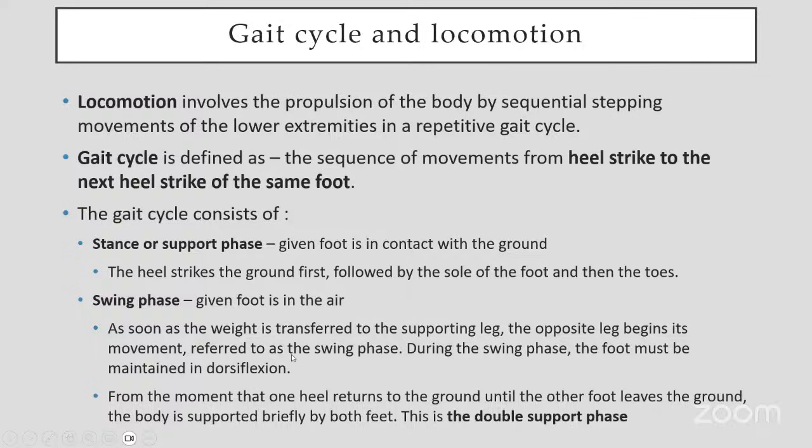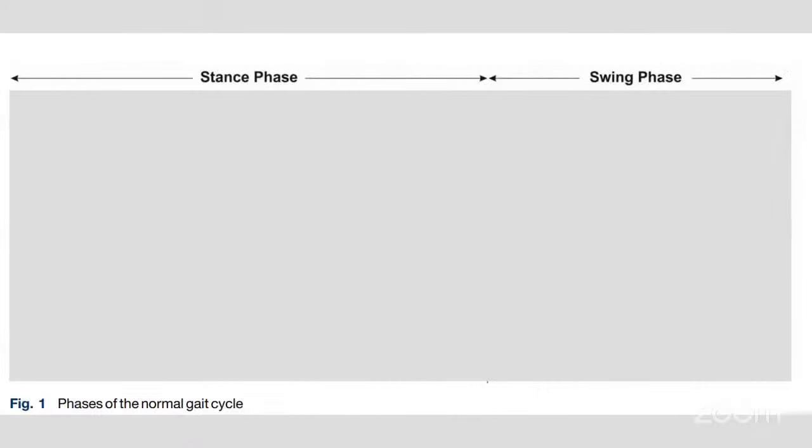Once the stance phase is over, the weight is transferred to the supporting leg, and the opposite leg begins its movement. This is called the swing phase. During the swing phase, the foot must be maintained in dorsiflexion. From the moment that one heel returns to the ground until the other foot leaves the ground, the body is supported briefly by both feet. This is called the double support phase. So we'll discuss one by one.